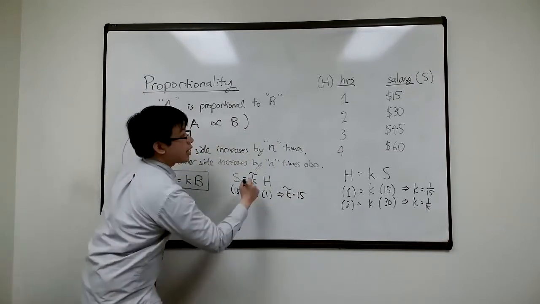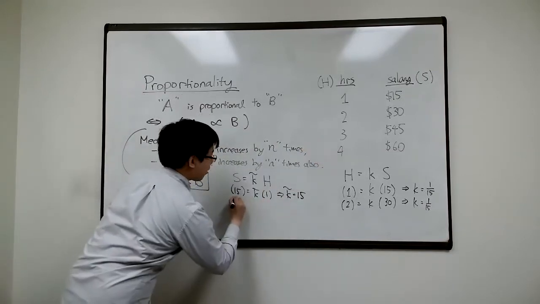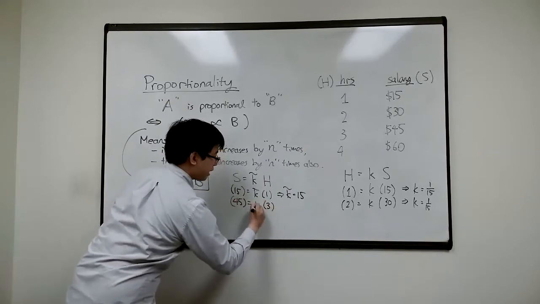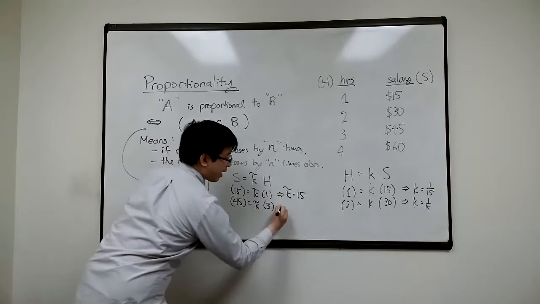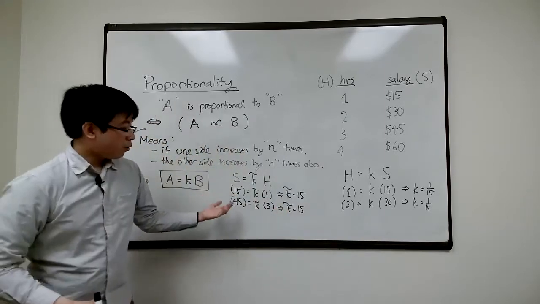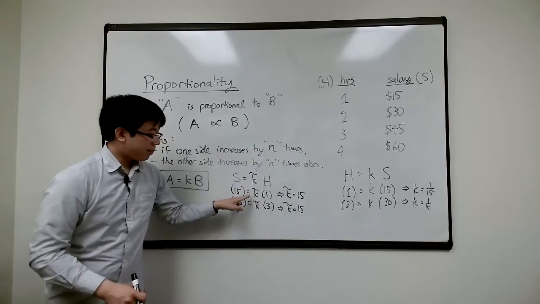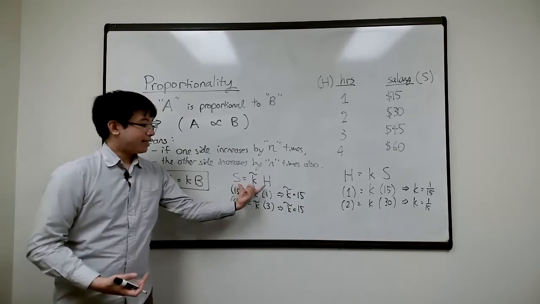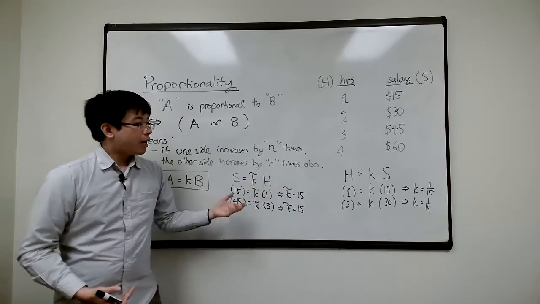And then let's go with 3, right? So I will earn my salary of 45 if my hours is 3 hours. So let's solve for k again. This k squiggly is again 15. So as you can see, you can plug in all those numbers and k would be the same, and it still means that this is proportional.